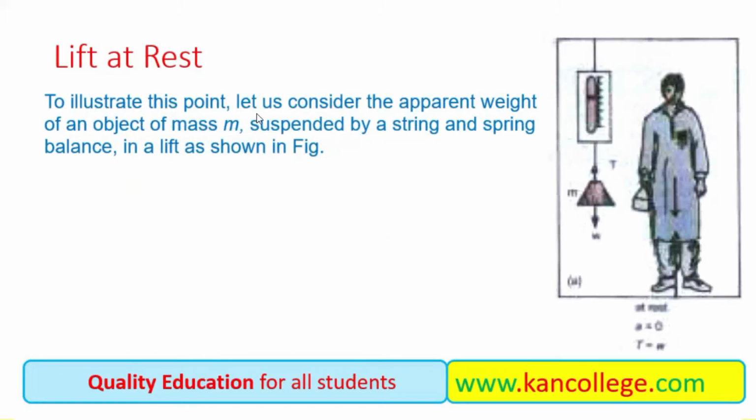To illustrate this point, let us consider the apparent weight of an object of mass m suspended by a string and spring balance in a lift, as shown in the figure. This is a spring balance, this is a string, and this whole combination of mass and spring balance is suspended from the roof or ceiling of the lift. And that lift is at rest initially.